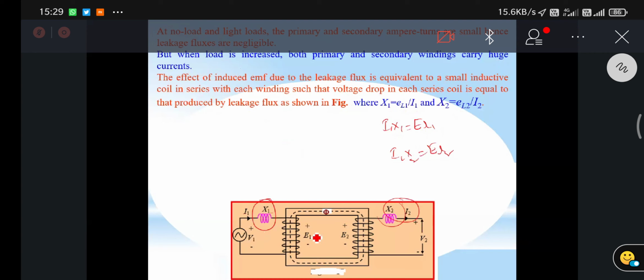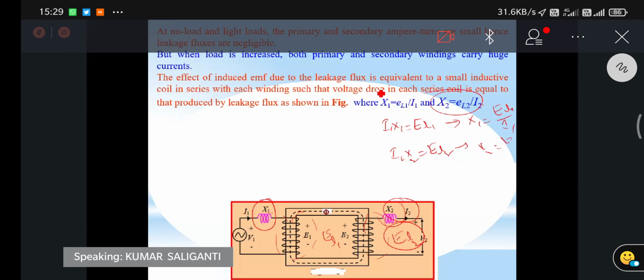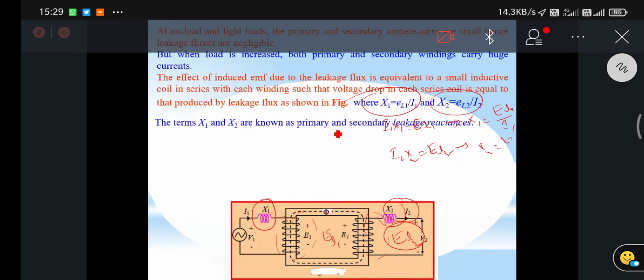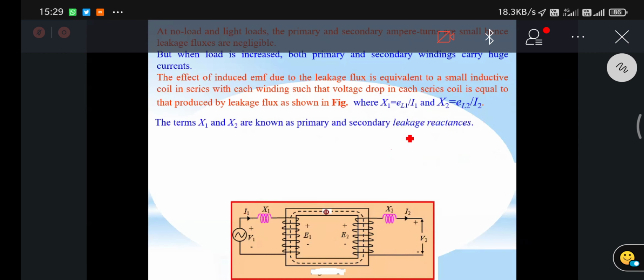Because of the leakage flux, some EL1 is present here, and because of this leakage flux, EL2 is present here. So from that, X1 equals EL1 by I1. Similarly, X2 equals EL2 by I2. So the terms X1 and X2 are the primary and secondary leakage reactances.